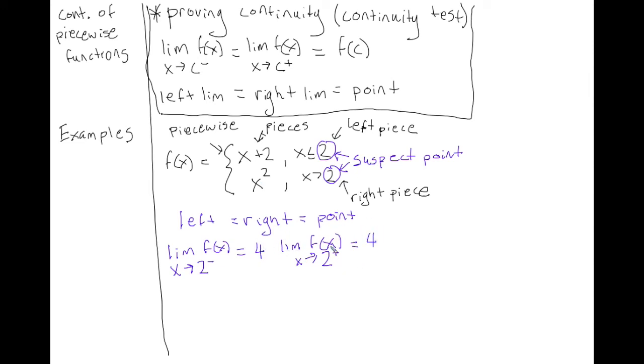All right, so far so good. The left does equal the right. And now how do I do the point? That's just f of that suspect point. So f of 2. And what is f of 2? Well, it's equal to right here. So that means I'm plugging into the top again. When I plug in 2, 2 plus 2 is 4. This equals 4. Notice that the left, right, and point are all the same. Therefore, we can say this below. And I'm going to write this as a sentence. f of x is continuous at x equals 2, and thus continuous everywhere.